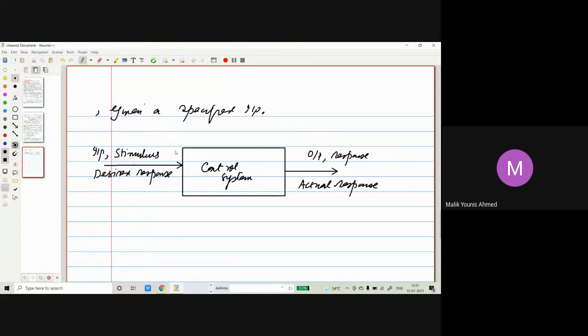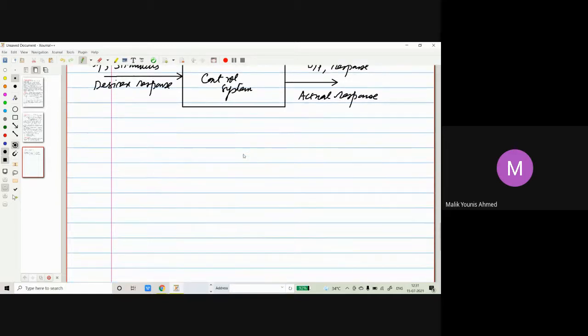So I have input, I have actual response, I have desired response. These are three very important things in a control system. What we expect, what we are exactly getting, what is an input, and how we can reach the equilibrium. Okay, let me take example one. Let's go by example one for the control system.